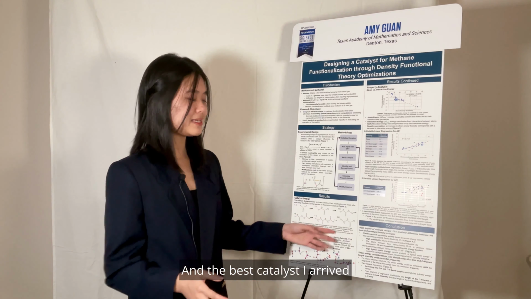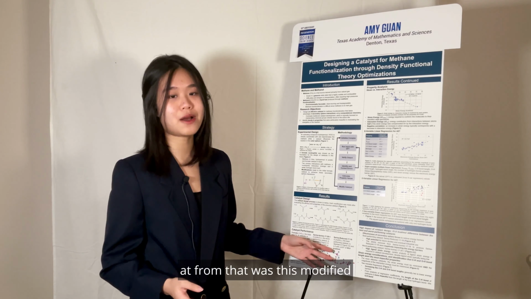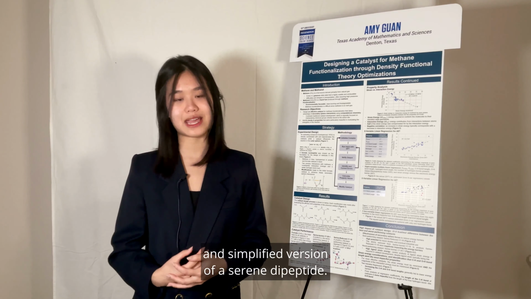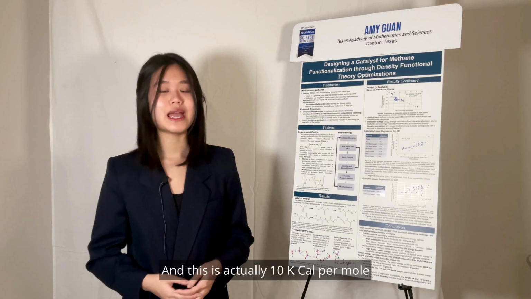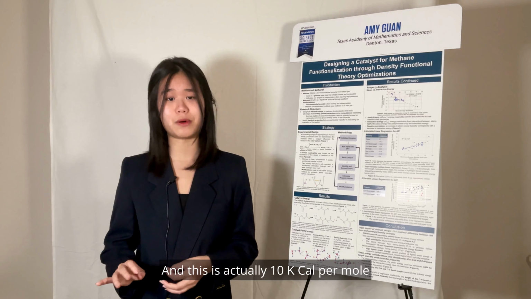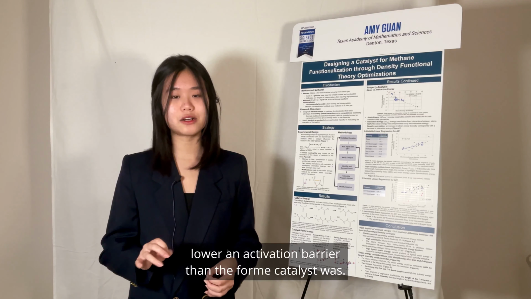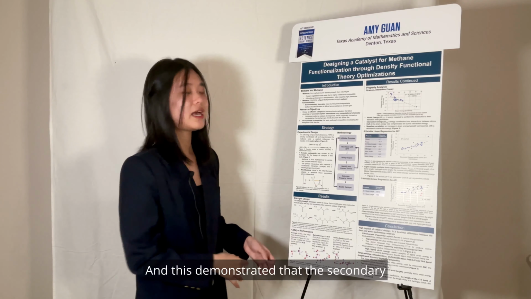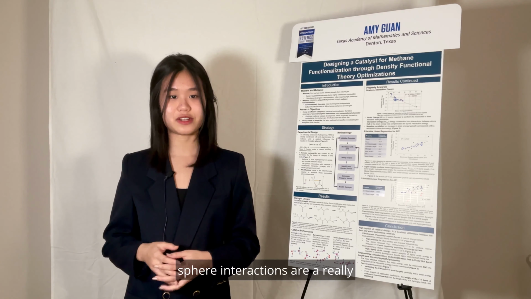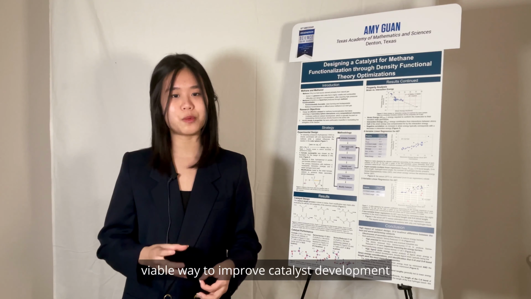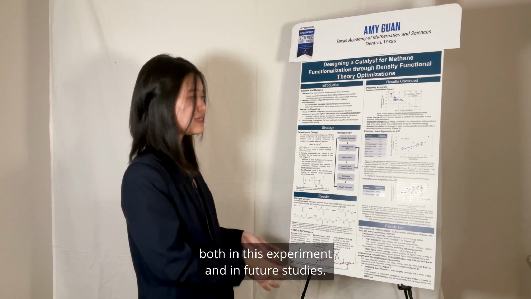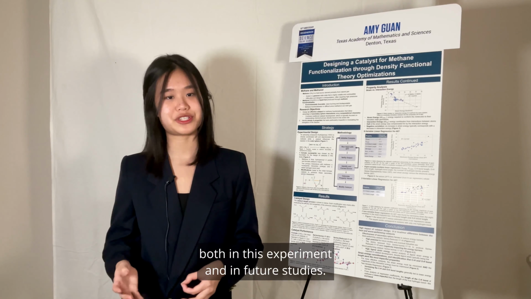That would be by adding amide groups or testing different functional groups. And the best catalyst I arrived at from that was this modified and simplified version of a serine dipeptide. And this is actually 10 kcal per mole lower in activation barrier than the formate catalyst was. This demonstrated that these secondary sphere interactions are a really viable way to improve catalyst development, both in this experiment and in future studies.